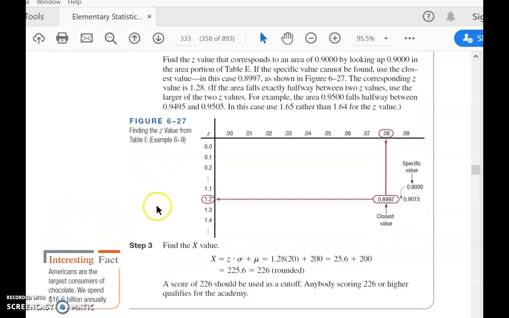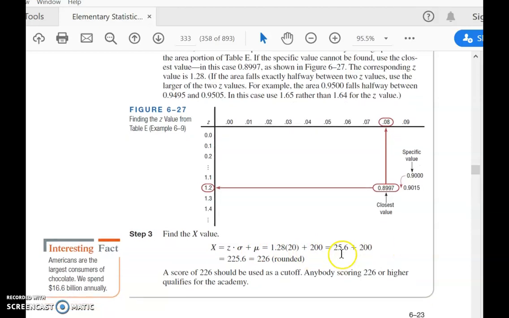Now we've got the appropriate z value, 1.28. We've got x given by this formula here. Z is 1.28, sigma was given to us as 20, and mu is given to us as 200. You crank out those numbers, and there it is. A score of 226 should be used as a cutoff. Anybody that scores 226 or higher is in the top 10%, therefore they should be admitted.